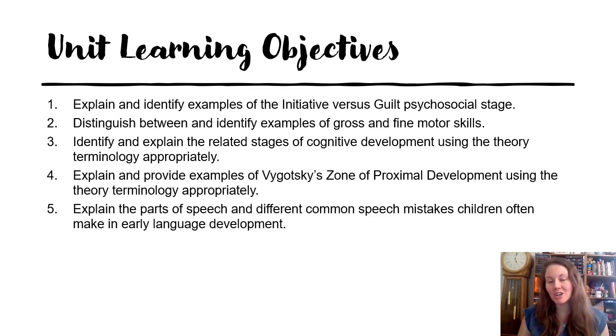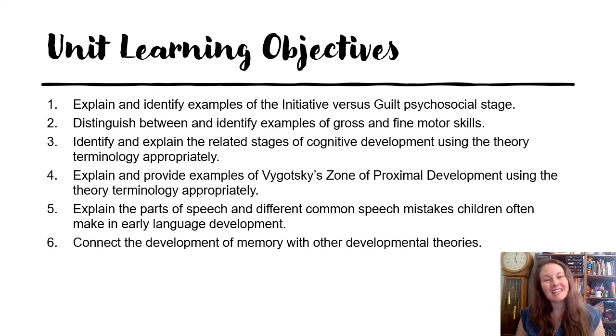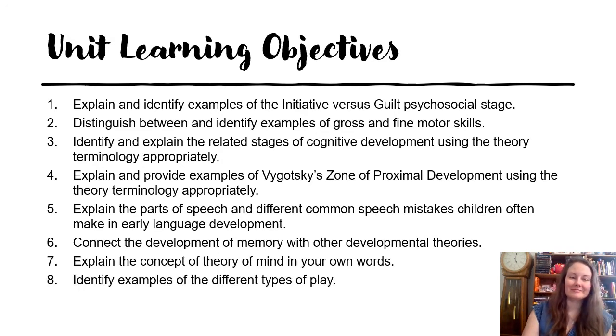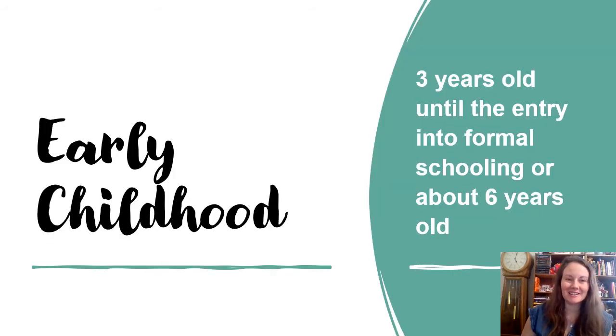Explain the parts of speech and different common speech mistakes children often make in early language development. Connect the development of memory with other developmental theories that we're learning about. Explain the concept of theory of mind in your own words. And then I want you to be able to identify and explain different examples or types of play. All right, let's get started.